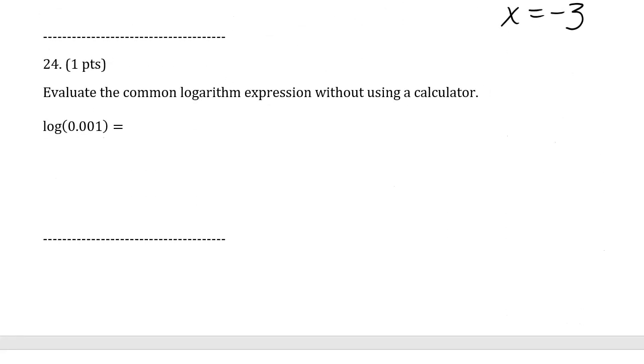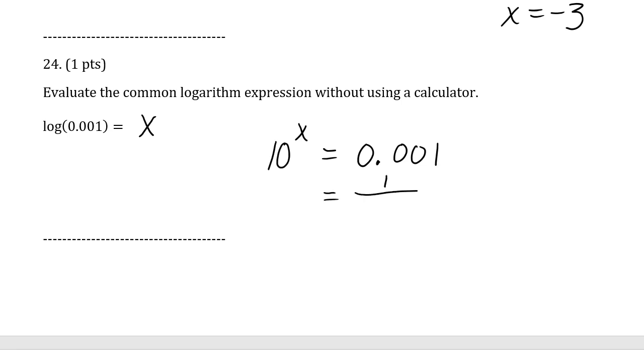Now let's evaluate the common logarithm expression without using a calculator. Again, this has no variable, so I'll provide a variable by setting it equal to x. It has log and no base written. Because it's log and not ln, the base is 10. I'll raise it to the x power and write that it is equal to 0.001.